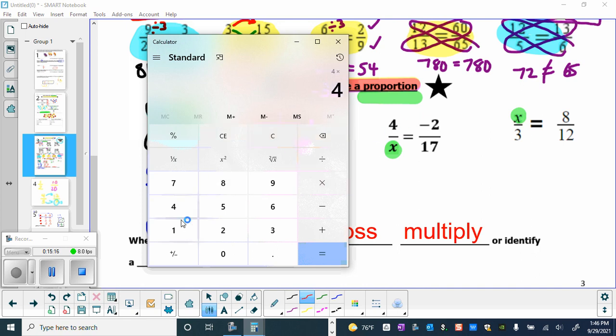I simply did 4 times 17. Now I'm going to divide by the -2, so divide by a 2 and make it negative. So my answer here is -34.